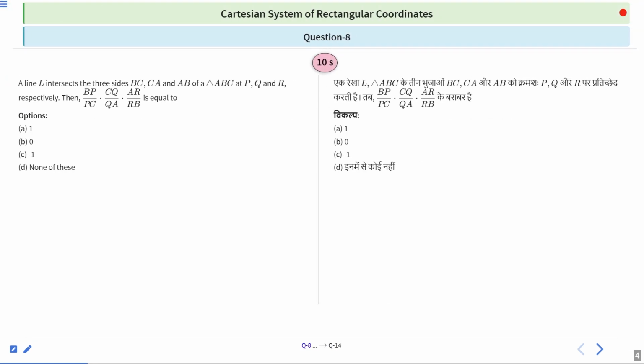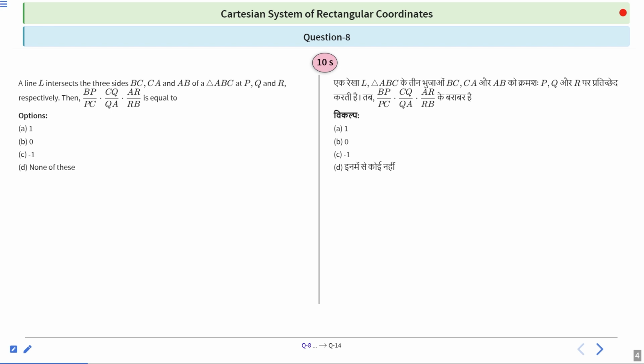Let's start with question number 8. Question number 8 says a line L intersects three sides BC, CA and AB of triangle ABC at P, Q and R respectively. Then we have to find the PB upon PC into CQ upon QA into AR upon RB. Clear?